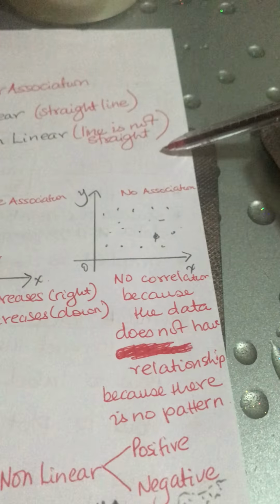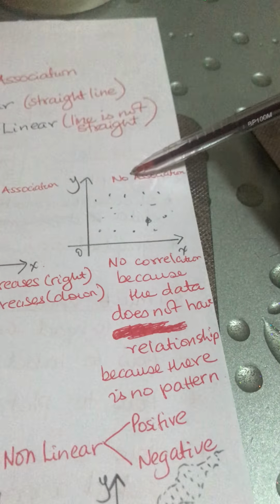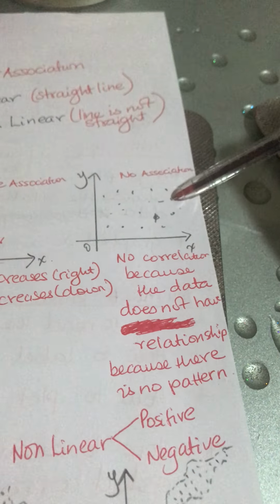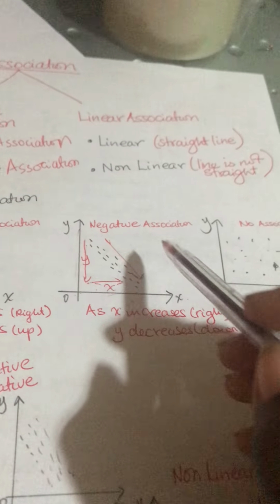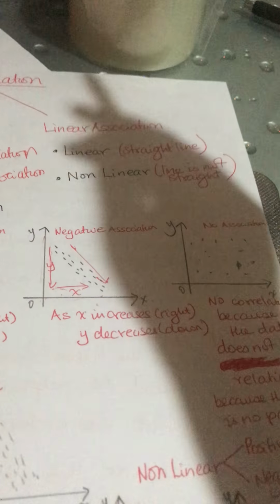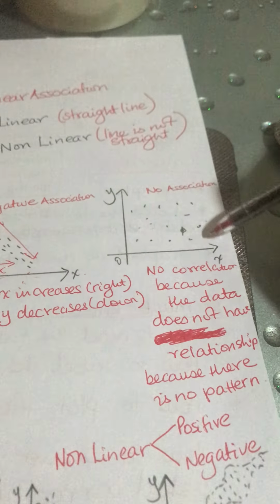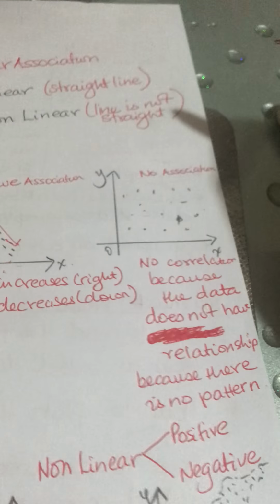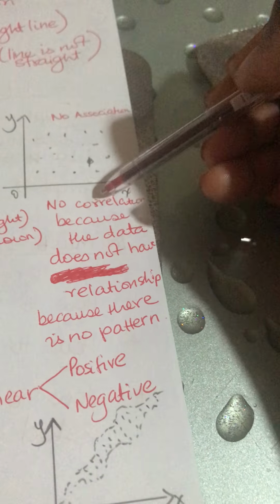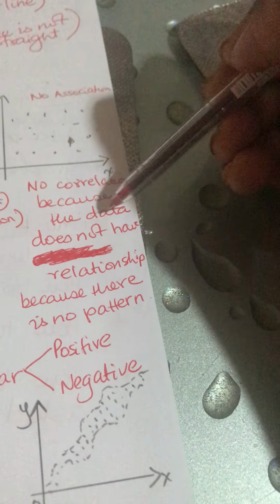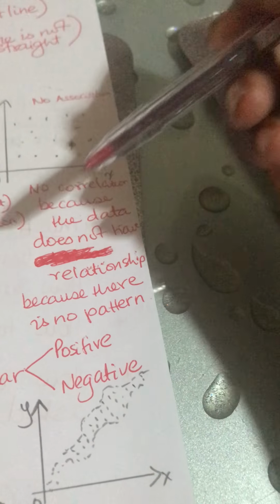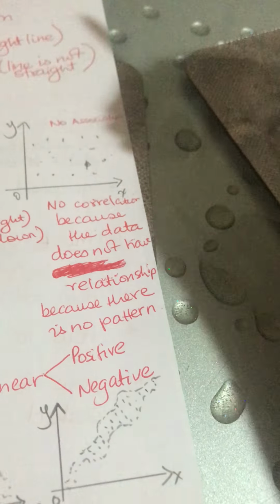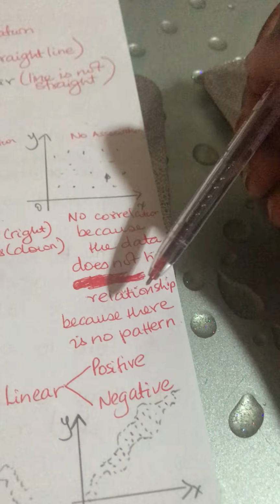Okay? Now, here this one is no association. When your points are everywhere, they don't follow a pattern. That means they are not straight or they are not together in a pattern. So since, look, these are everywhere, because they're everywhere, we say no association. And how do we describe it? We say there is no correlation because the data does not have a relationship. As in, there is no relationship because your points are not following a pattern, okay? Because there is no pattern.